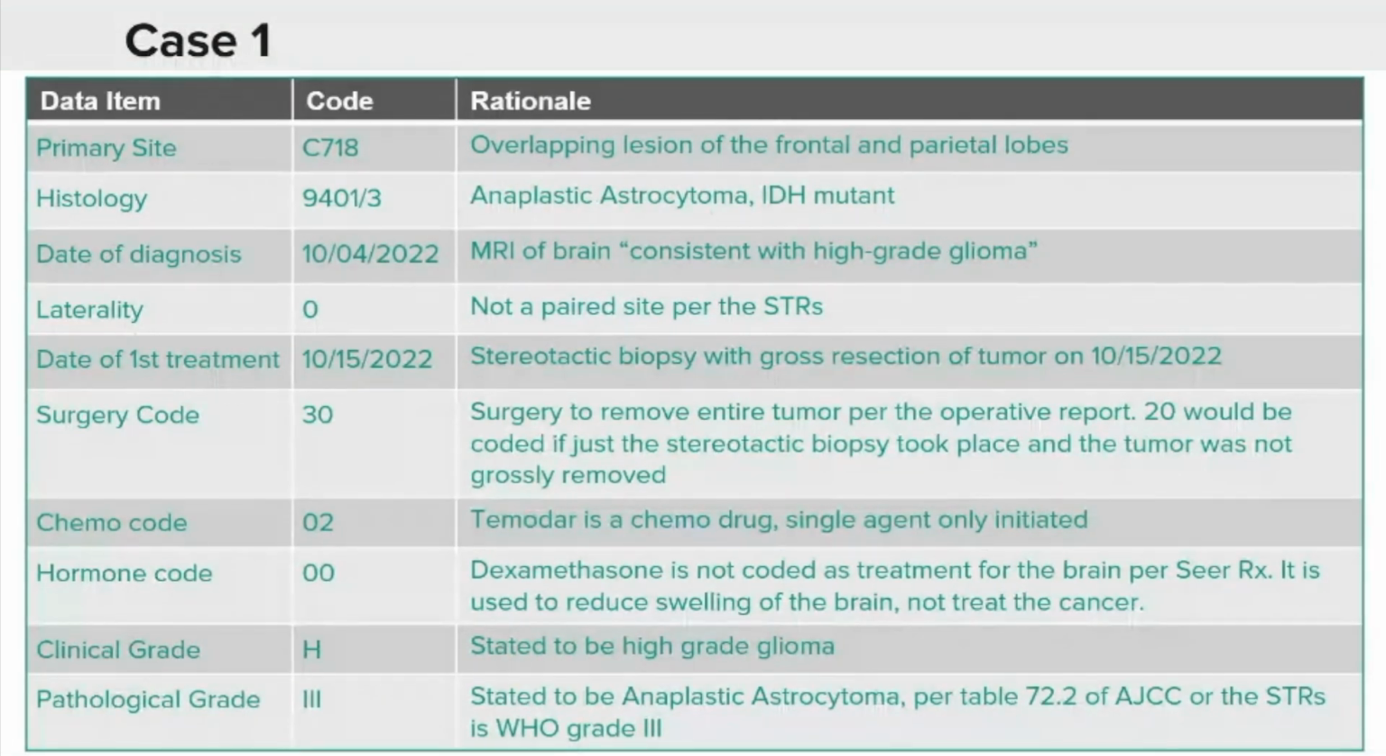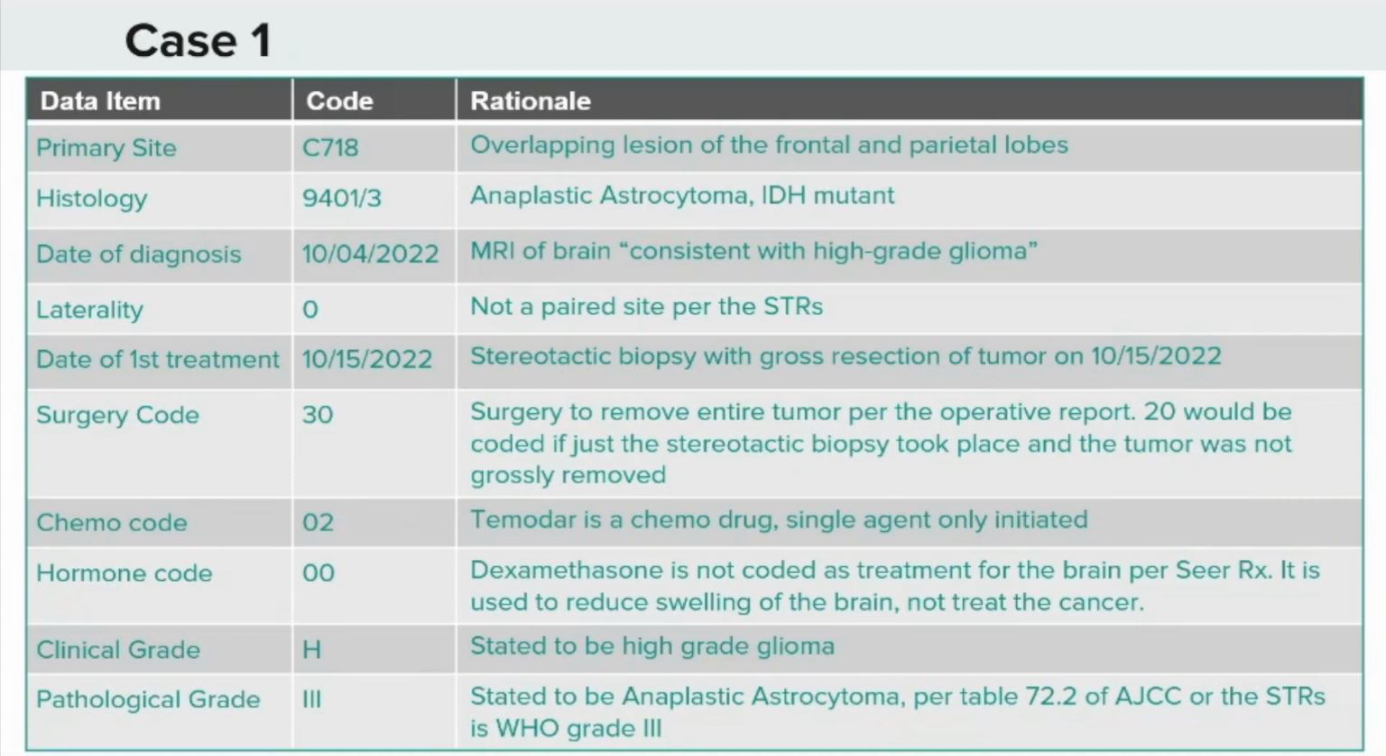So let's look at what we have here. Thinking about our case scenario, our primary site is going to be C71.8, overlapping lesion of the frontal and parietal lobes. The histology 9401/3 for anaplastic astrocytoma, IDH mutant. And the diagnosis date of 10/4/22 because the MRI brain stated consistent with high-grade glioma, and it is a laterality 0. It is not a paired site per the Solid Tumor Rules.